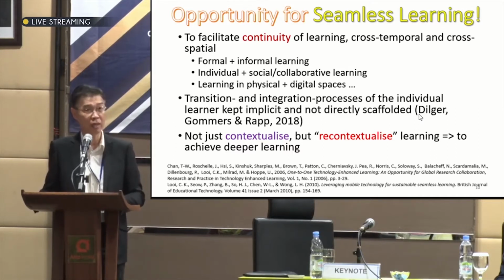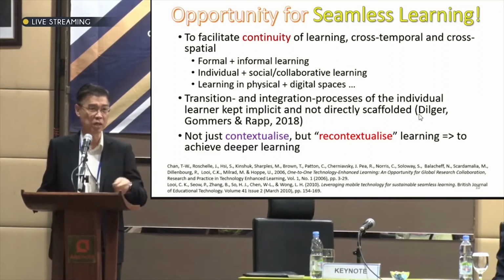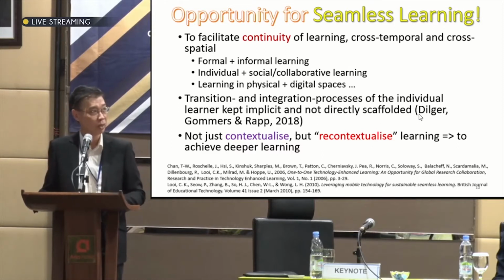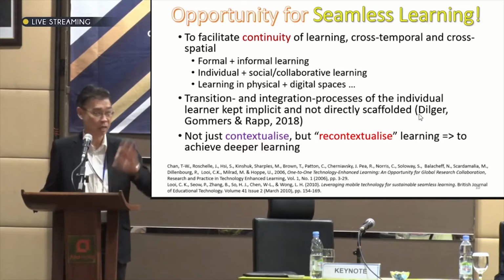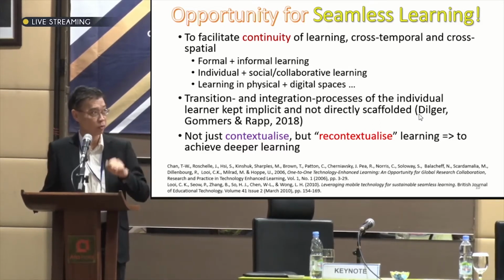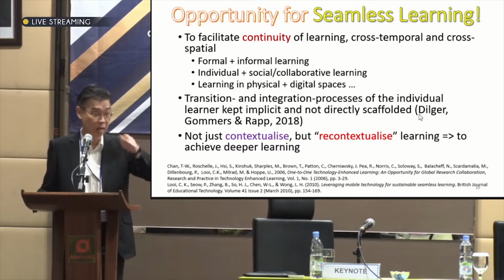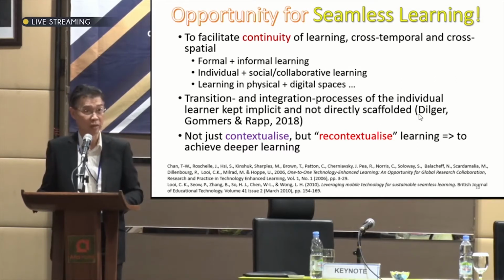Then we have individual learning. A lot of learning is individual, right? Then we also try to connect individual learning to social learning or collaborative learning. A lot of that is happening now. There's a lot of social media, WhatsApp, Moodle, so a lot of this is happening now. But this is where it started about 10 years ago, trying to connect individual with social and collaborative learning. And then learning in digital and physical spaces, face-to-face in a classroom, and also integrated with e-learning, online learning.